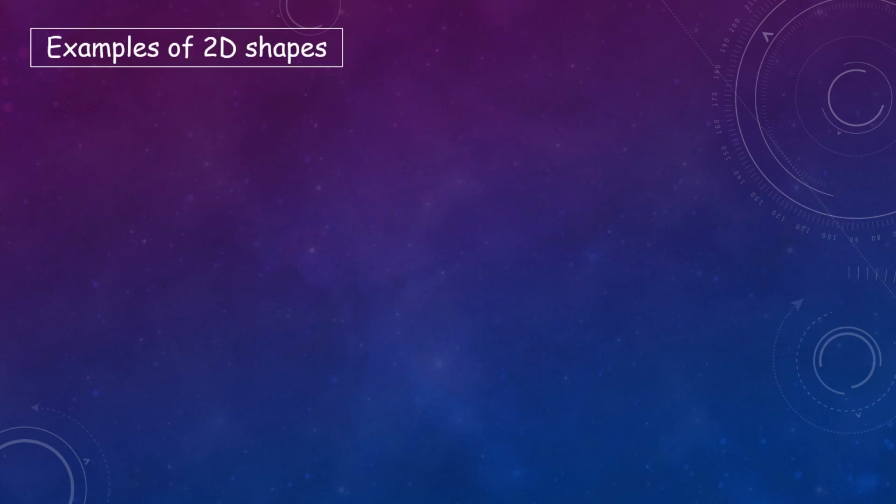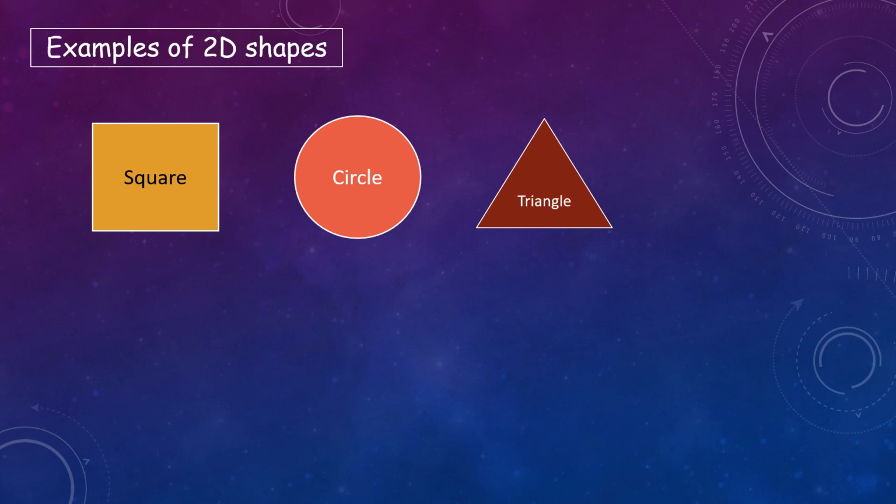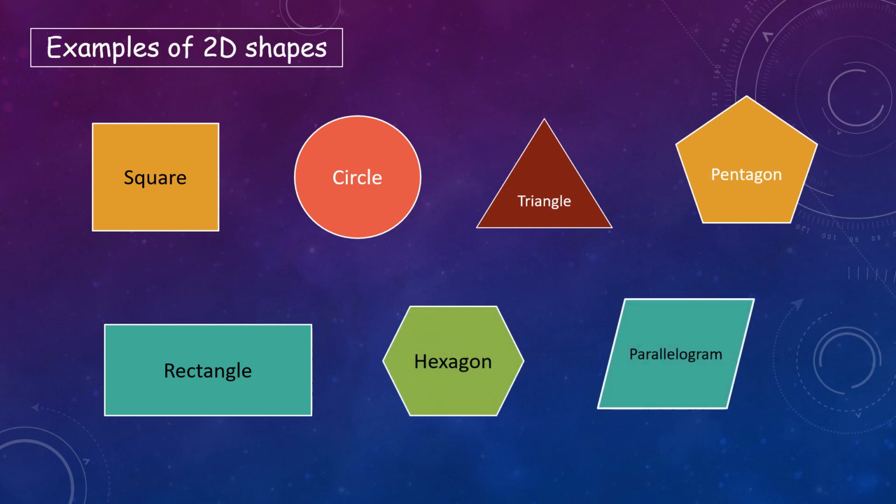Now let us see examples of 2D shapes. Square, circle, triangle, pentagon, rectangle, hexagon and parallelogram.